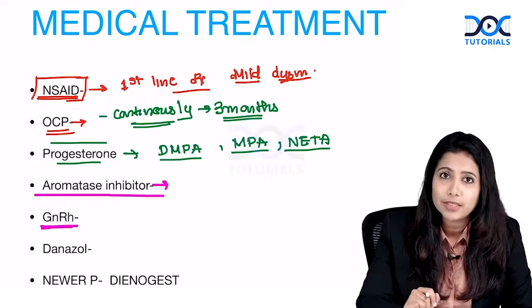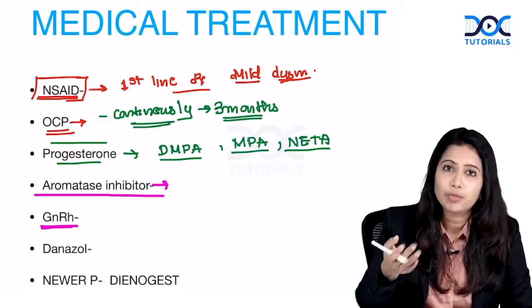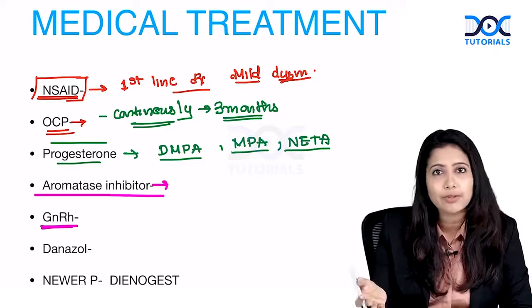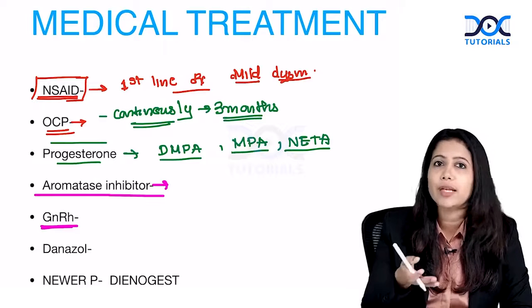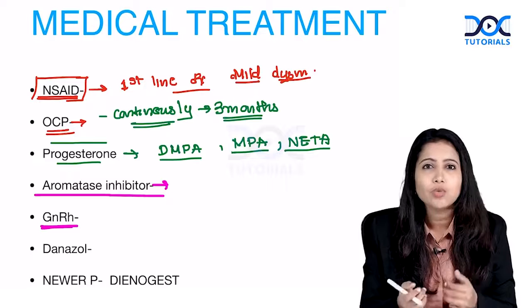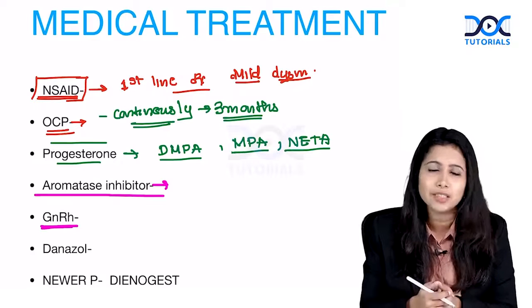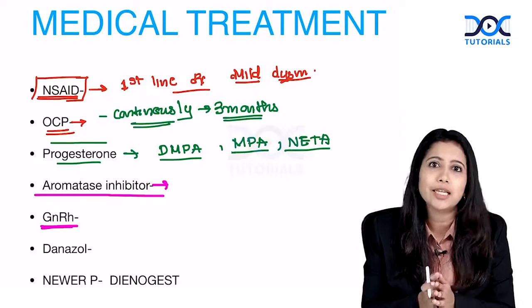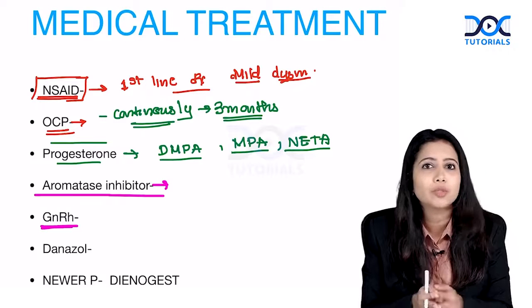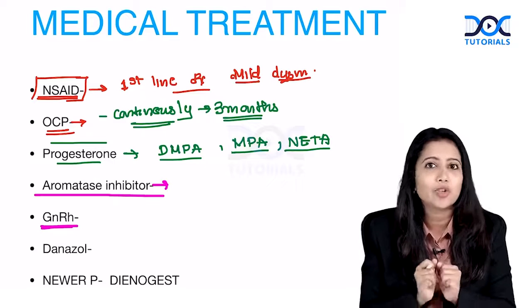You might remember that the GnRH is going to stimulate the pituitary, and then the pituitary would be releasing the LH and FSH. This FSH is going to stimulate the ovary, and then the granulosa cells will produce estrogen. So how is GnRH actually helping in this situation? It should be detrimental, right? This estrogen will increase and the hormone dependent endometriosis will just flare up. No, that's not the case.